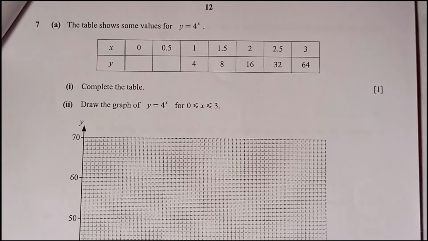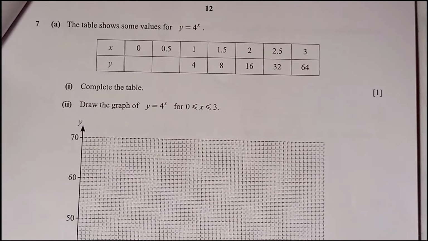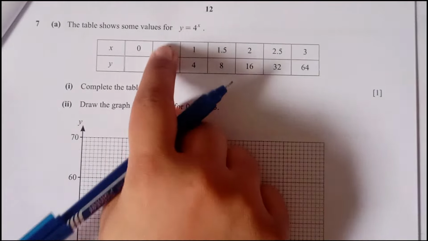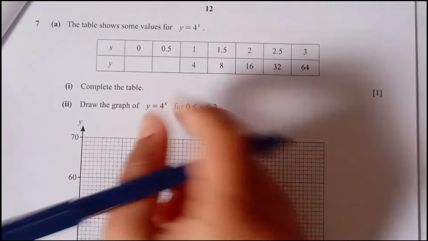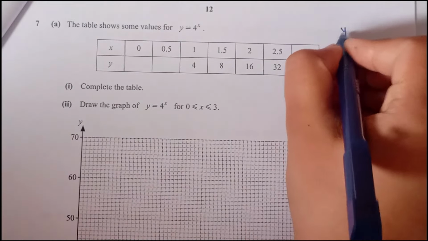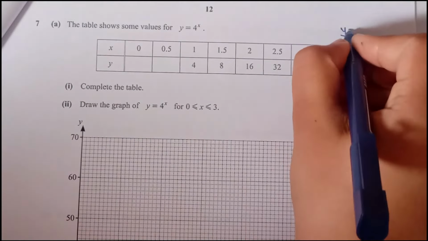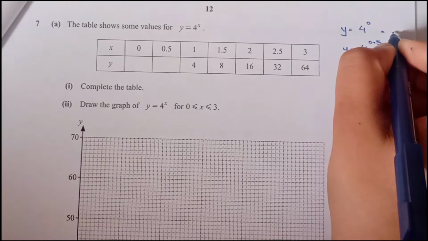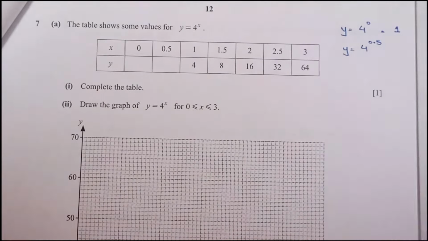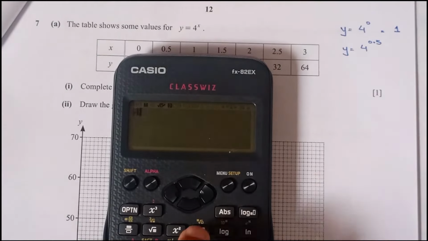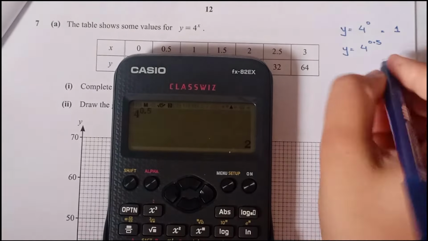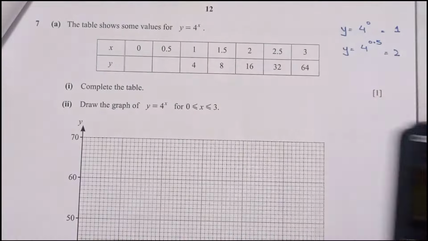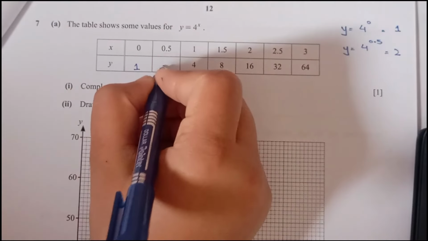Now for question number 7, part A, the table shows some values for this equation. Complete the table. So we need to complete when x is 0 and then when x is 0.5. That's pretty easy. Just substitute x equals 0. So y would be 4 exponent 0 and y would be 4 exponent 0.5. Anything exponent 0 would be equal to 1. And 4 exponent 0.5 would be 2. So the y values are 1 and 2.